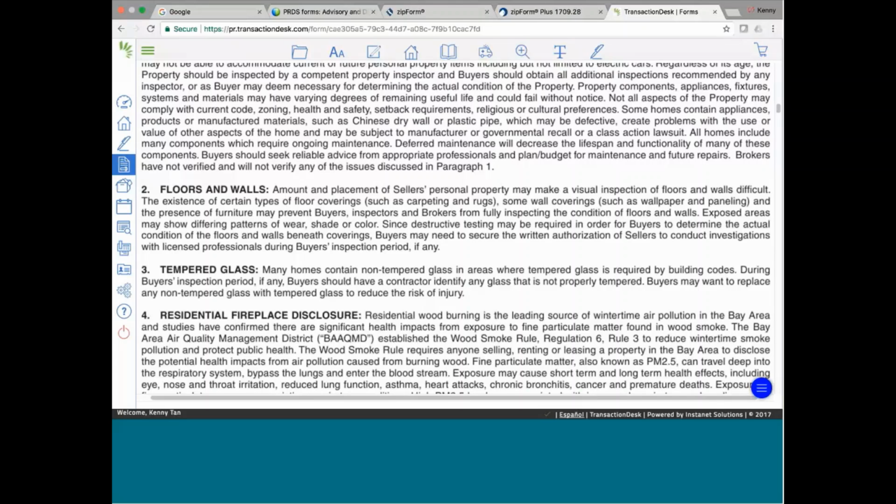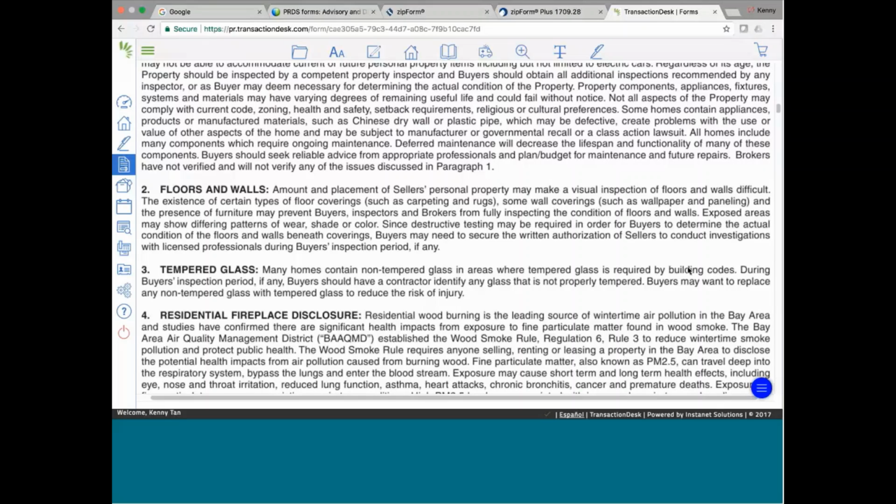All right, tempered glass. Many homes contain non-tempered glass in areas where tempered glass is required by building codes. Again, this is talking about old buildings, right? Where it's not built according to the building code, so there's no tempered glass. During buyer's inspection period, if any, buyer should have a contractor identify any glass that is not properly tempered. Buyers may want to replace any non-tempered glass with tempered glass to reduce the risk of injury.